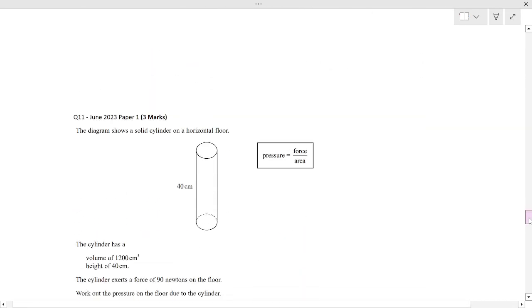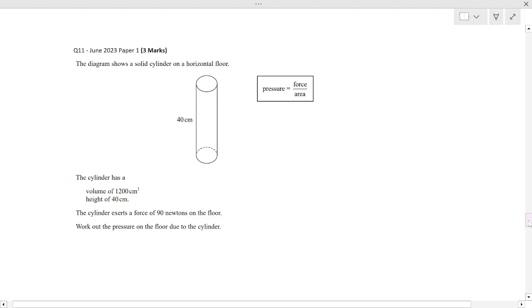Cool. Question 11. Okay, so we are given a solid cylinder on a horizontal floor. The cylinder has a volume of 1,200, sorry, and a height of 40, which is shown here. The cylinder exerts a force of 90 newtons on the floor. Work out the pressure on the floor, and we're given this formula, obviously. Okay, so we're given force, and we want to work out pressure. Well, we're going to need area as well.